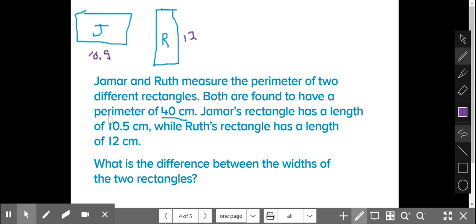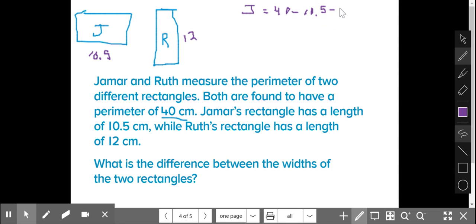Okay, so 40 centimeters. We're going to start with Jamar's. We'll put a J here to remember. We have 10.5 on this side. There's going to be 10.5 on this side. So starting out with 40, we're going to subtract out each of those sides.